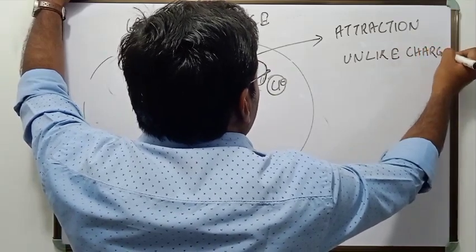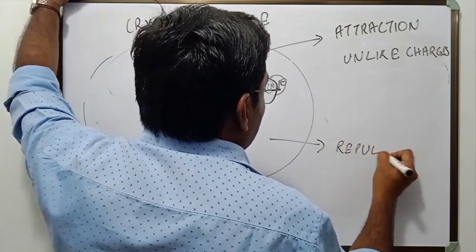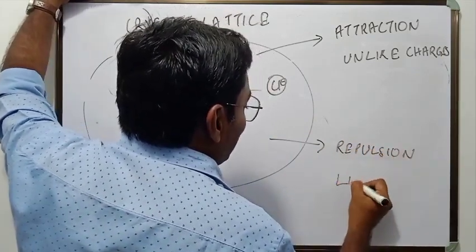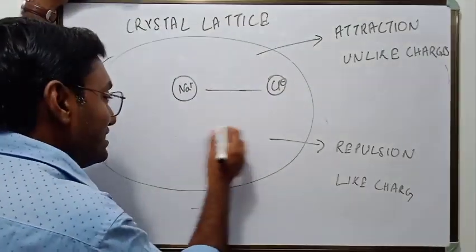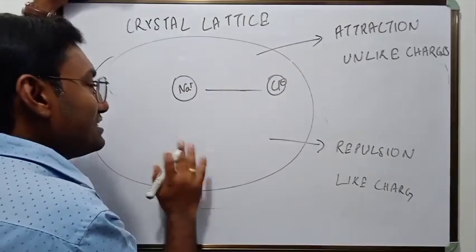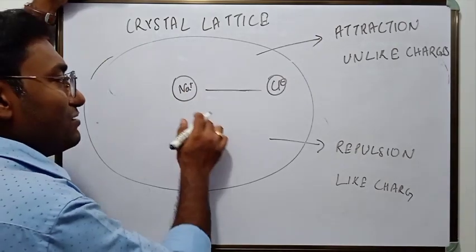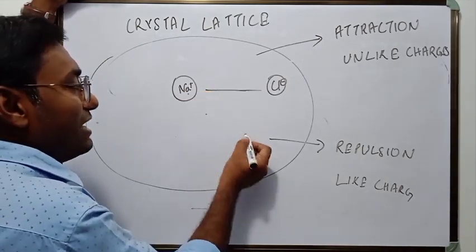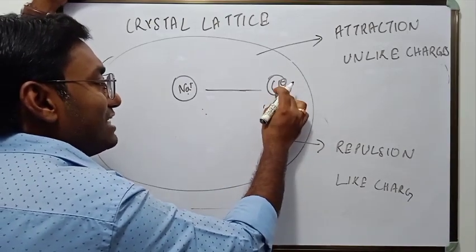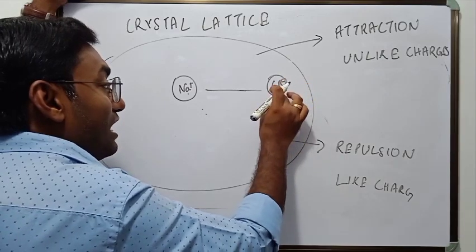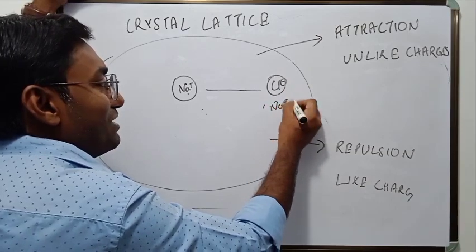And the second force is the force of repulsion. Repulsion between what? Repulsion between like charges. Correct? So in the crystal lattice there is Na+ and Cl-, both charges are there, positive and negative. Like charges will repel each other. For example, Na+ here will repel the Na+ here, right? Cl- here will repel Cl- here. Like charges will repel each other. Unlike charges will attract each other. Okay, if Na+ is here, then it is stable. Correct? They attract each other.